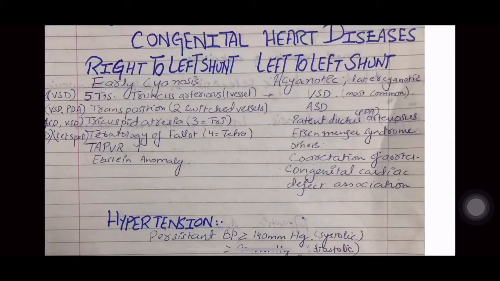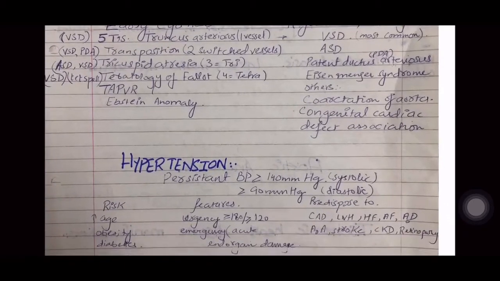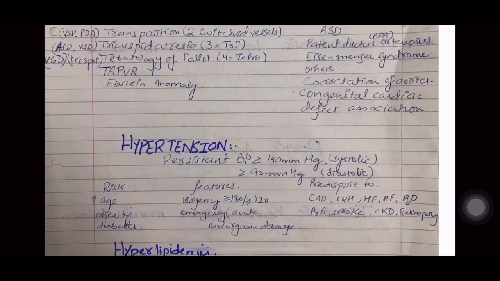Patent ductus arteriosus: uncorrected PDA can eventually result in late cyanosis in lower extremities. Eisenmenger syndrome causes late cyanosis, clubbing, and polycythemia. Age of onset varies. Other anomalies we have are coarctation of aorta and congenital cardiac defect associations.